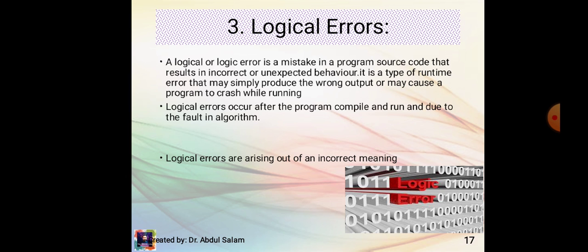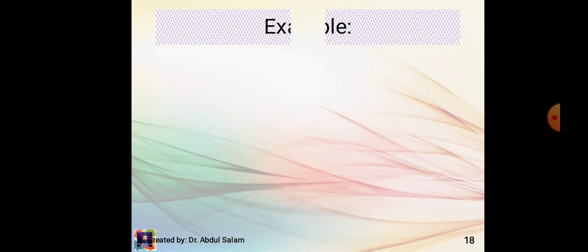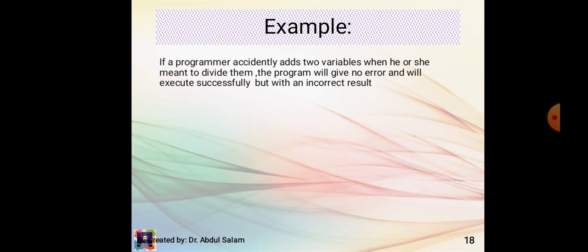Logical errors occur after the program compiles and runs, due to a fault in the algorithm. These errors are not detected by the compiler nor by the JVM. Logical errors are also known as semantic errors. Logical errors arise out of an incorrect meaning. Here is an example. If a programmer accidentally adds two variables when he or she meant to divide them, the program will give no error and will execute successfully but with an incorrect result.